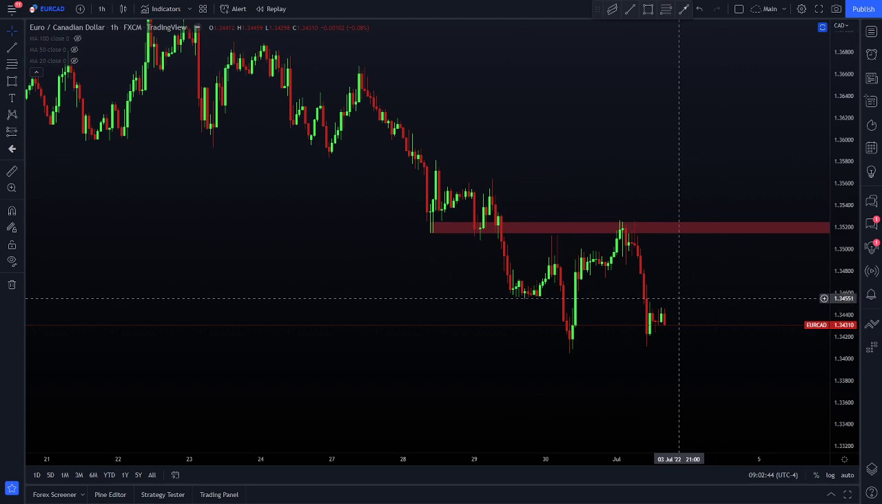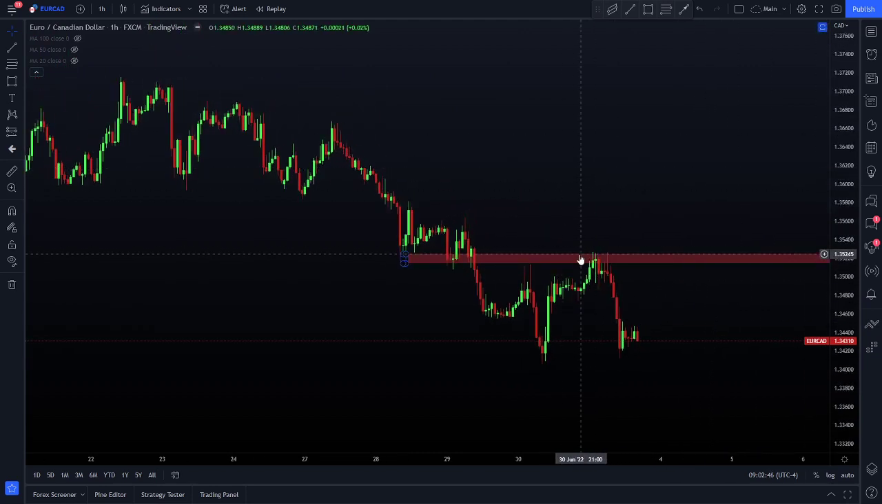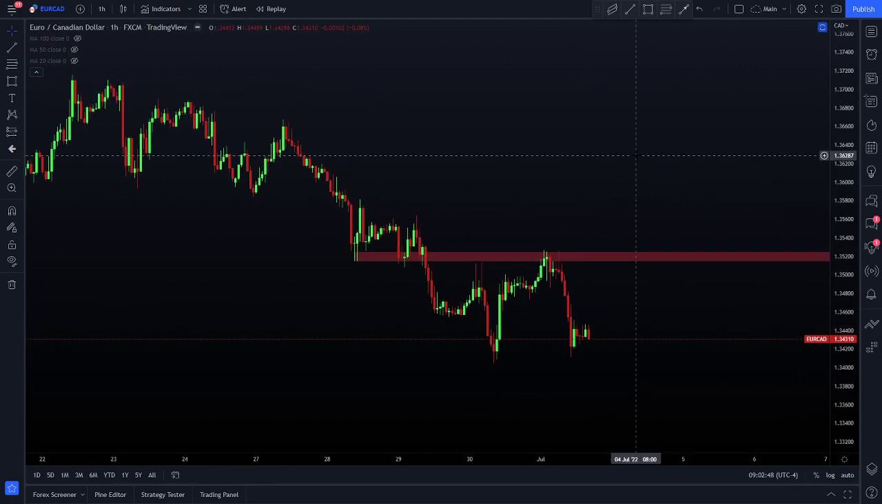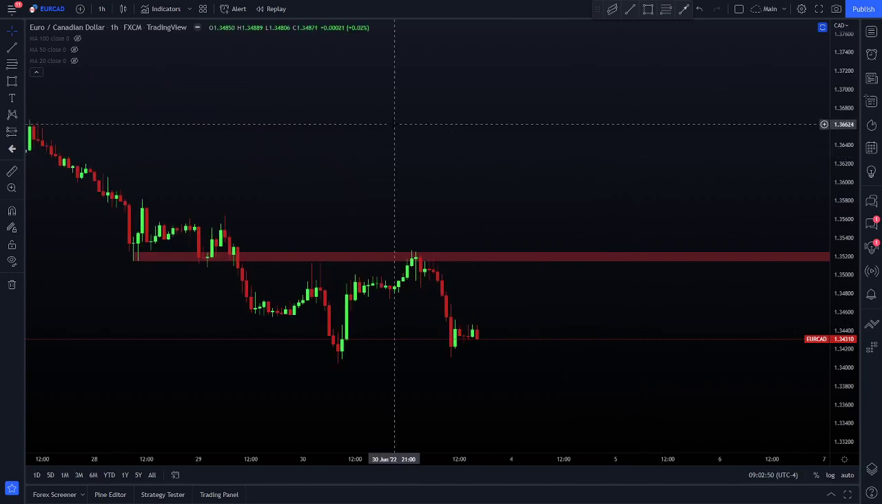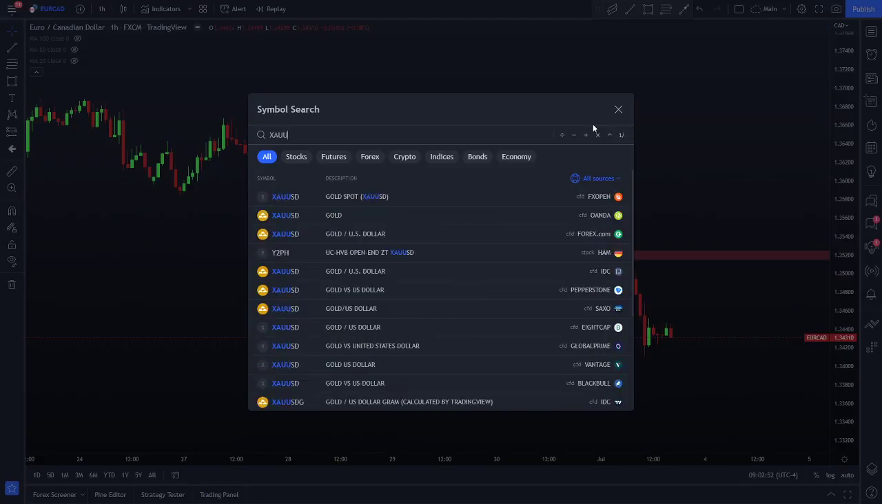So I like that. EURCAD possibly on a retest, looking for that chance this week if we do get a bit of euro bids going on. Could be interesting. Let's take a look at gold.